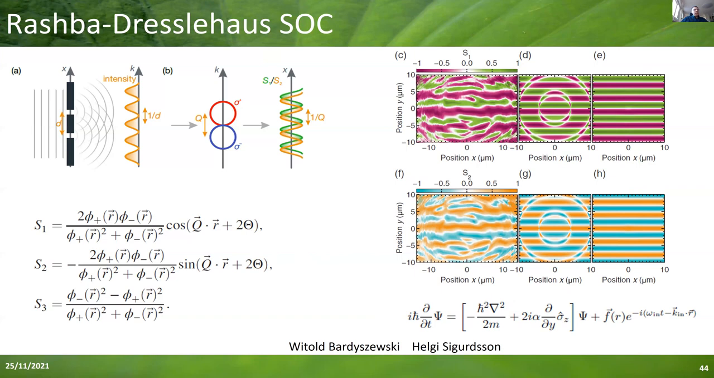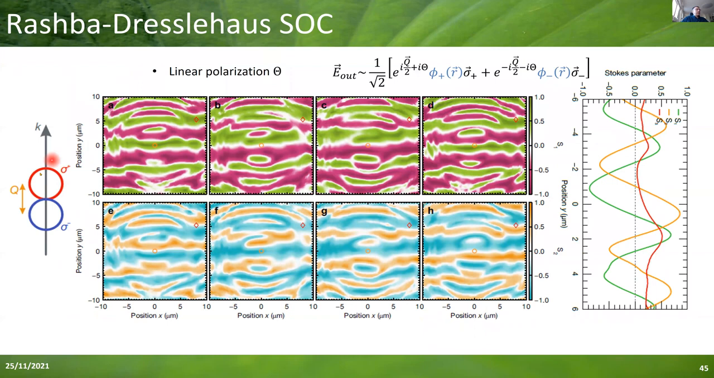If we tune or change the linear polarization, so we change the relative phase between sigma plus and sigma minus, we observe that the fringes indeed shift, and they shift in such a way that this resembles sine and cosine between them.